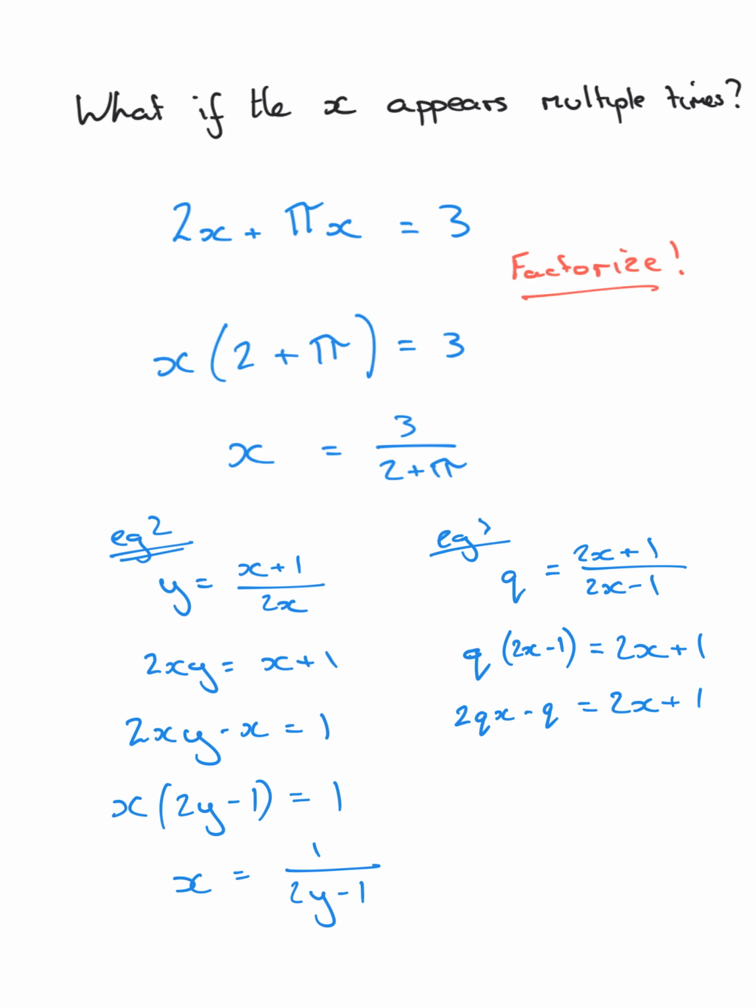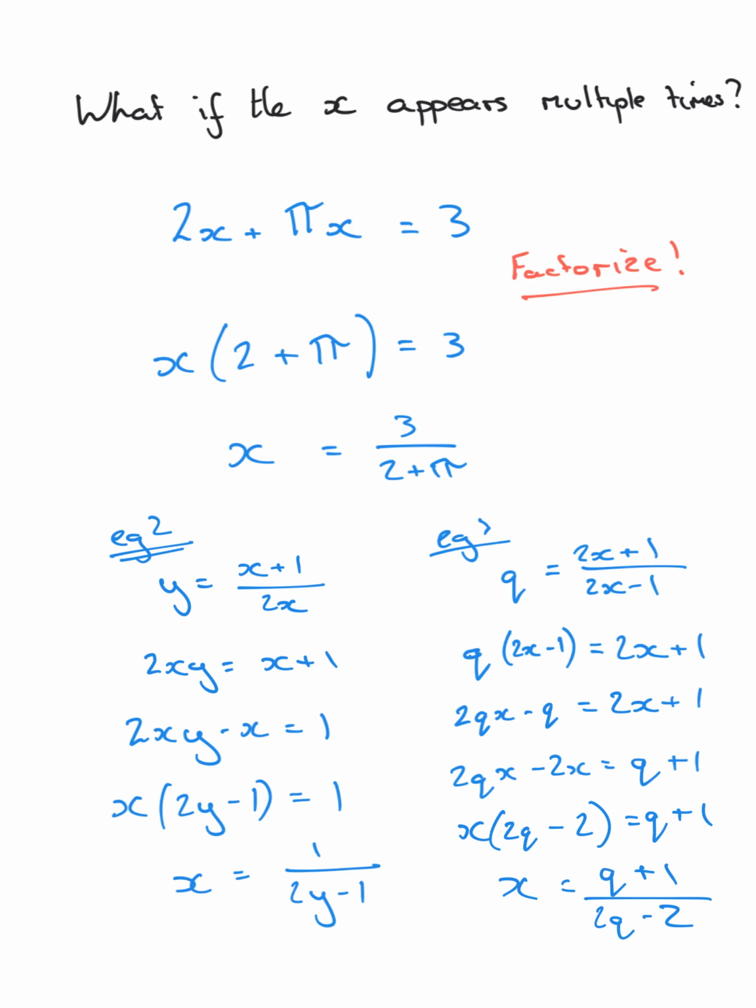All my x's onto one side: 2qx minus 2x equals q plus 1. I've done two moves again. I've moved this q by adding it to both sides, so that's here, and I've subtracted this from both sides, so that's here. Okay, factorize now. x lots of 2q minus 2 equals q plus 1, and x equals q plus 1 over 2q minus 2, and that's our answer.